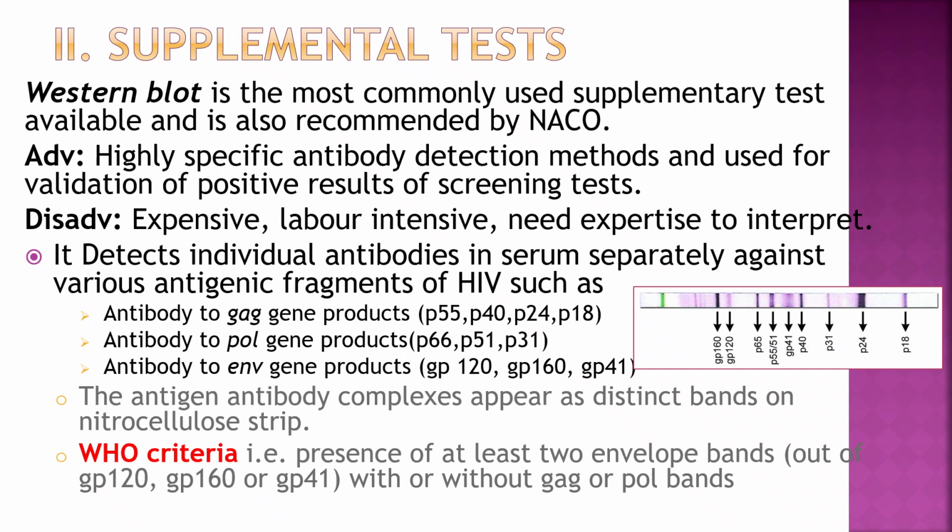It detects individual antibodies in serum separately against various antigenic fragments of HIV, such as antibody to the GAG gene, that is P55, P40, P24, P18. Antibody to the POL gene, for example P66, P51, P31. Antibody to the ENV gene, GP120, GP160, GP41. The antigen antibody complexes appear as distinct bands on the nitrocellulose strip. WHO criteria: presence of at least two envelope bands out of GP120, 160 and 41, with or without GAG or POL bands.